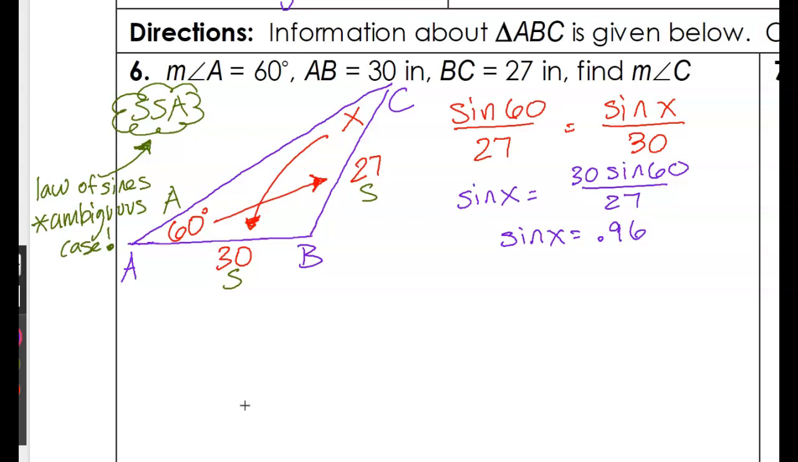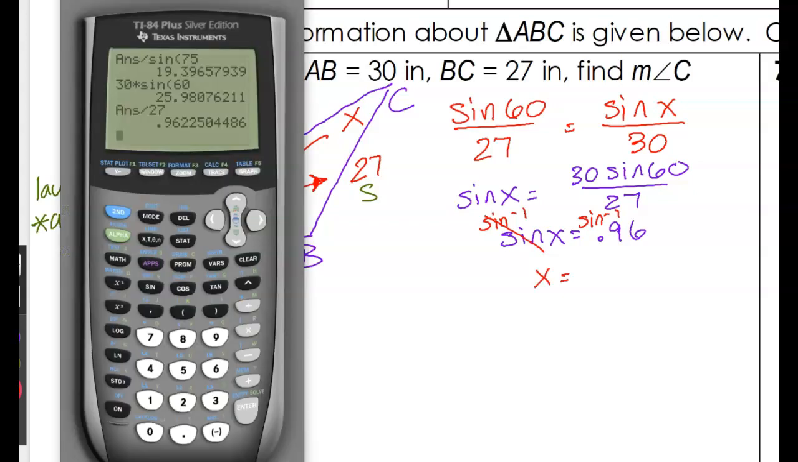So here, to get the sine off of the x, I'm going to take the inverse of sine on both sides. Inverse of sine and sine cancel, leaving you with x. And in your calculator, to do inverse, you press second, and then whatever trig function you're dealing with. So in this case, sine. And then I'm not going to type in 0.96. I'm going to pull what I got previously as an answer.